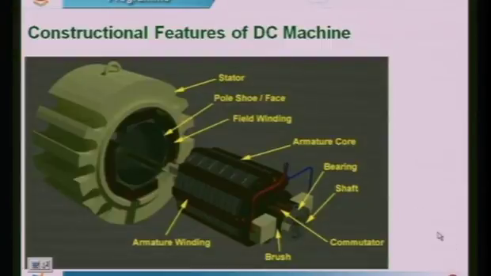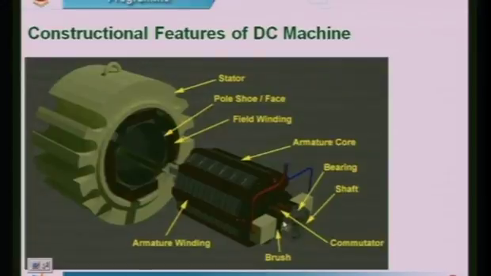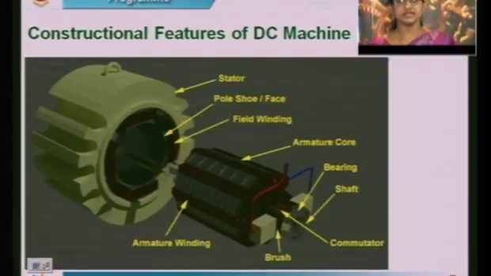In small machines, ball bearings are used on both sides. In large machines, rolling bearings are used. These bearings are mounted on the shaft, and the commutator is also mounted on the shaft. This brush, I already told you, will collect the current. These are fitted on the split rings. The commutator will convert the AC current into DC. That's why this is called a DC machine.